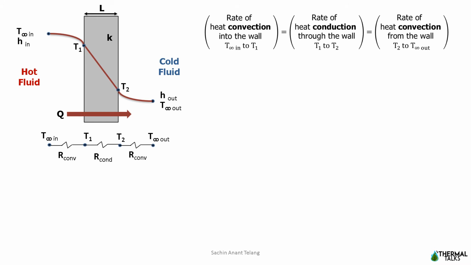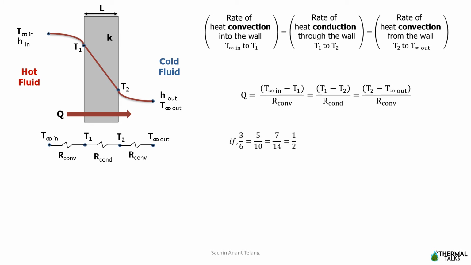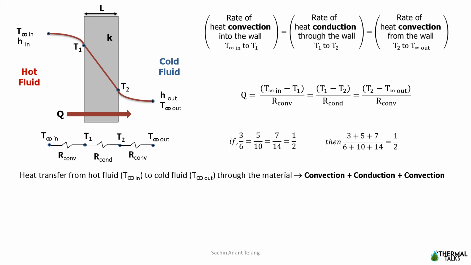With respect to above statement made, we can write heat transfer equation in this fashion. But we do know from mathematics that if 3 by 6 is equal to 5 by 10 is equal to 7 by 14 is equal to 1 by 2, then if we add numerators divided by adding denominators, we will still get value 1 by 2. Using this mathematical terminology, let us find out heat transfer from hot fluid to cold fluid through the material.